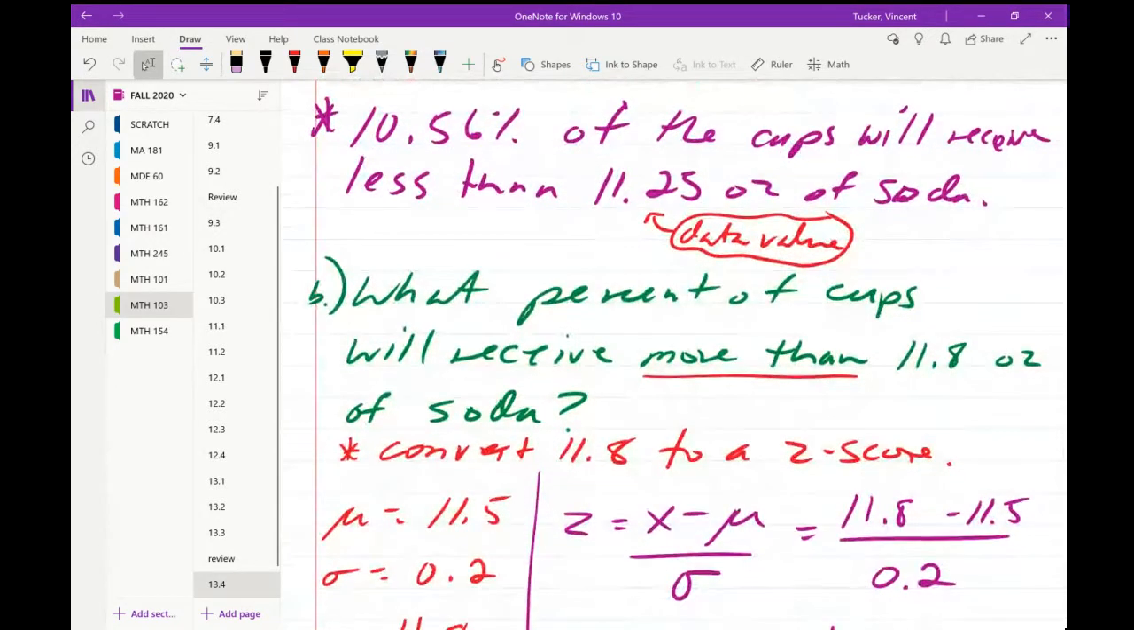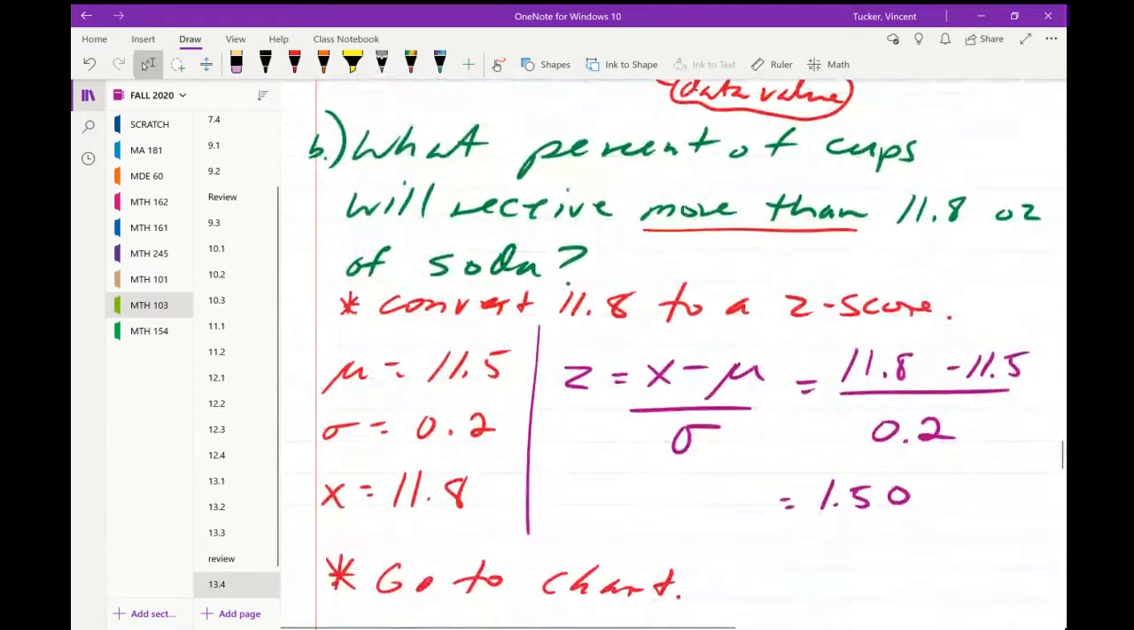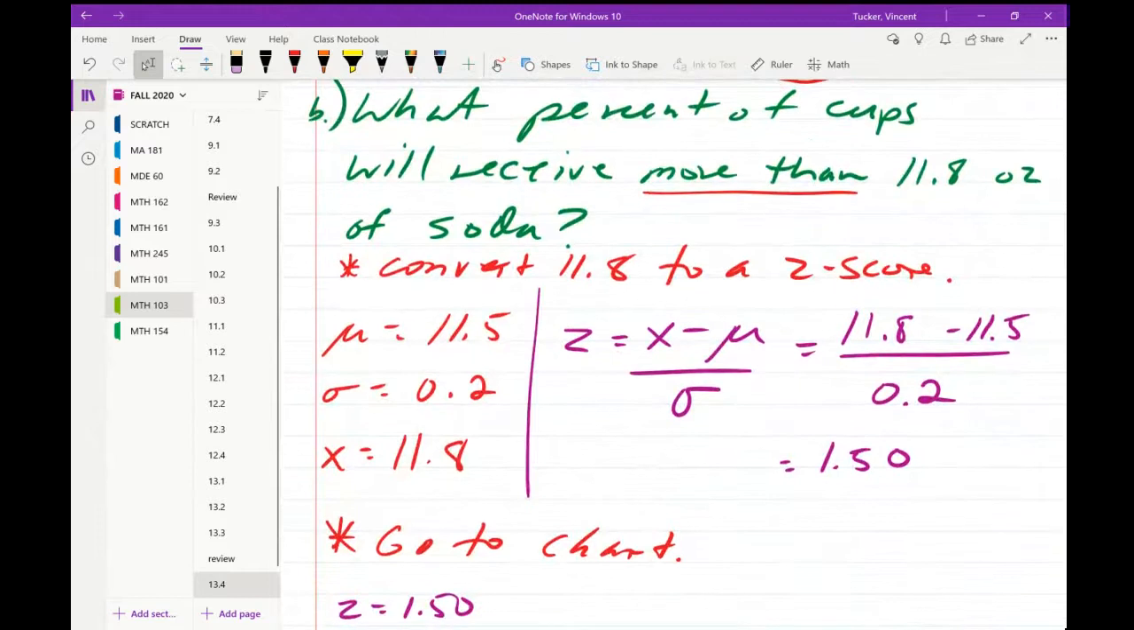B: what percent of cups will receive more than 11.8 ounces of soda? So we follow the same procedure. We take 11.8 and convert it to a z-score. So that'd be 11.8 minus 11.5 divided by 0.2.